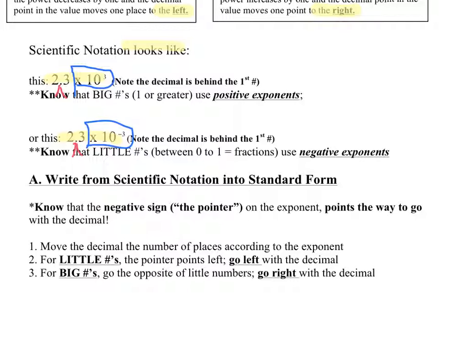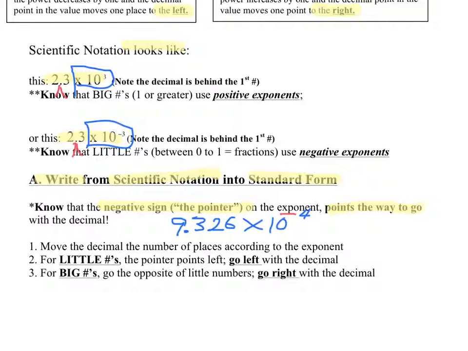Next, we will write numbers from scientific notation into standard form, which is a basic regular decimal number. Let's use 9.326 times 10 to the, we'll call it -4. We are going to use the negative sign as the pointer. It'll point us in the way to go with the decimal.